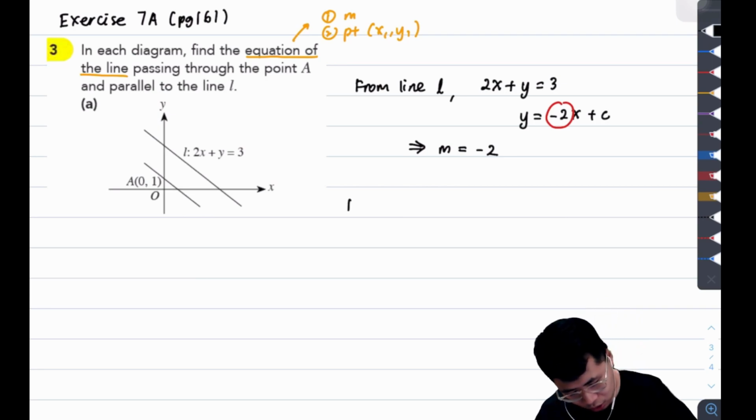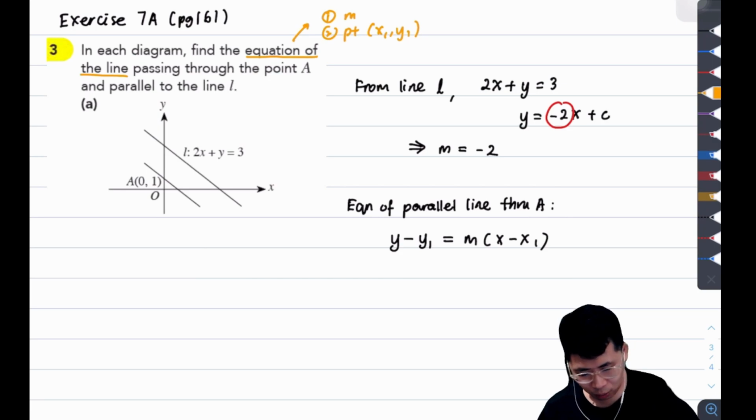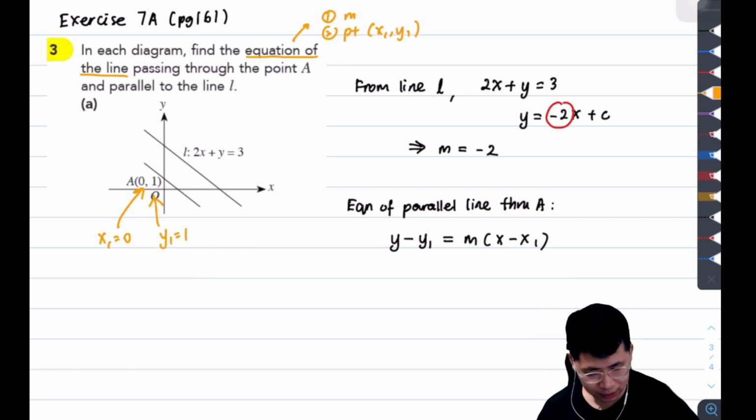Okay, so the equation of the parallel line passing through A will be like this. So I'm going to have y minus y1 is equal to the gradient times x minus x1. So what is my y1 over here? I'm going to make use of this point. So x1 is 0, y1 is 1. So over here I'm just going to sub in y1 is 1, x1 is 0, and m is negative 2.